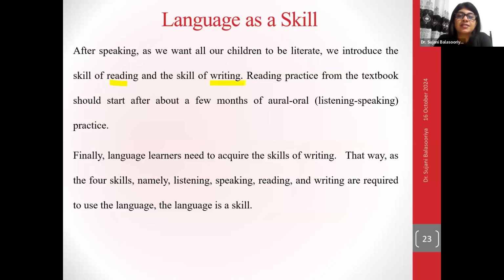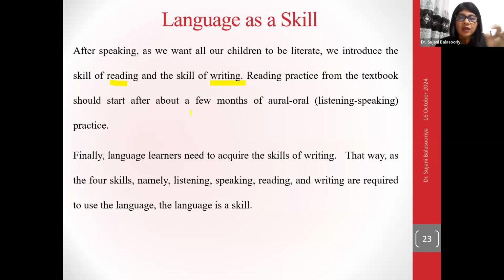Listening and speaking skills. Reading practice from the textbook should start after about a few months of oral practice. That means listening and speaking practice. Always remember that is LSRW. That is the order. LSRW. L, listening, speaking, reading and writing. Right? That is the proper order. This order is there according to the order of acquisition, right?